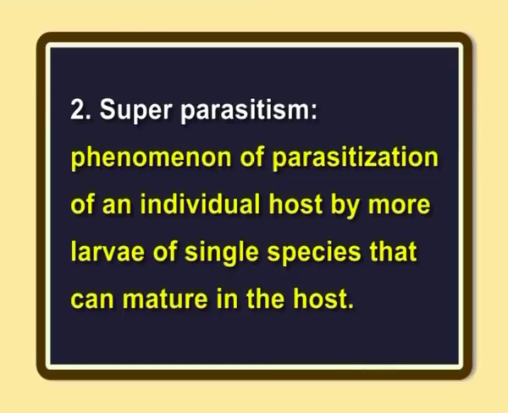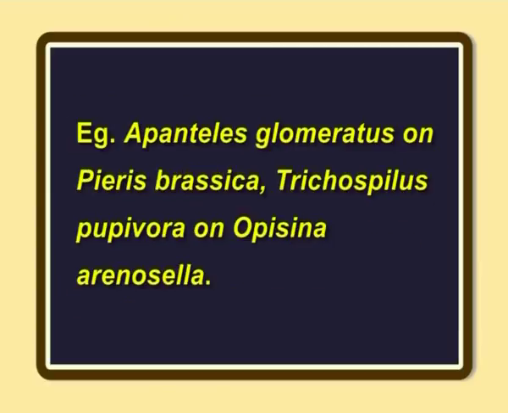Superparasitism: the phenomenon of parasitization of an individual host by more larvae of a single species than can mature in the host. Examples: Apanteles glomeratus on Pieris brassicae, Trichospilus pupivora on Opisina arenosella.